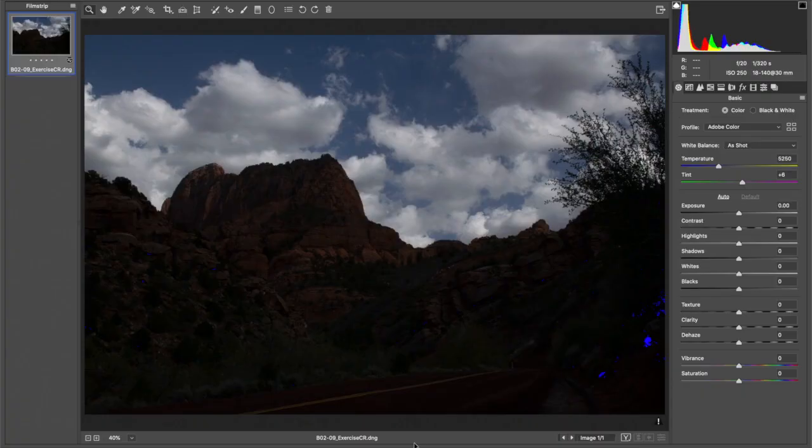This is an underexposed image. As you look at the histogram over here, you can see that most of the pixels in this image fall on the lower half of the histogram spectrum.